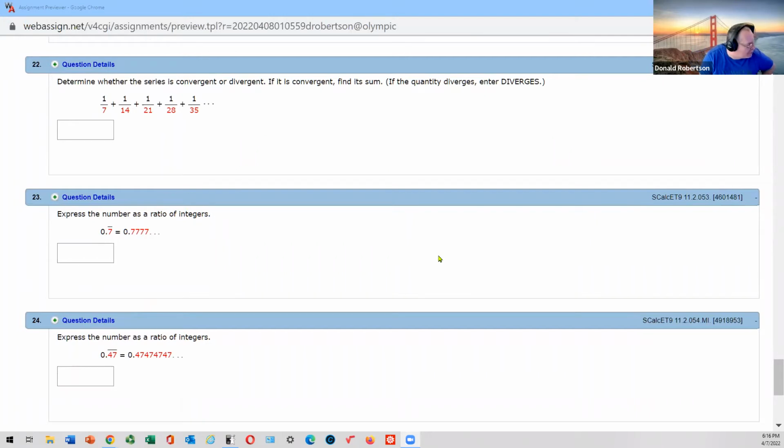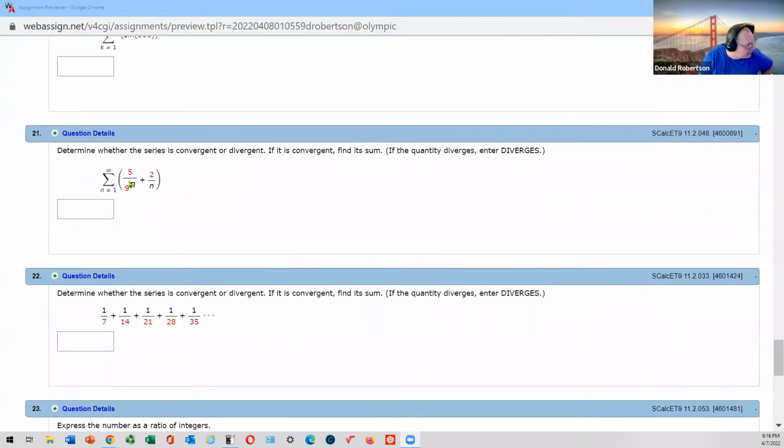Now, the one above it is a little bit weird, but I have 5 over 9 to the n, and then I've got an added 2 over n. Isn't 2 over n in the harmonic series family? So that means it diverges.